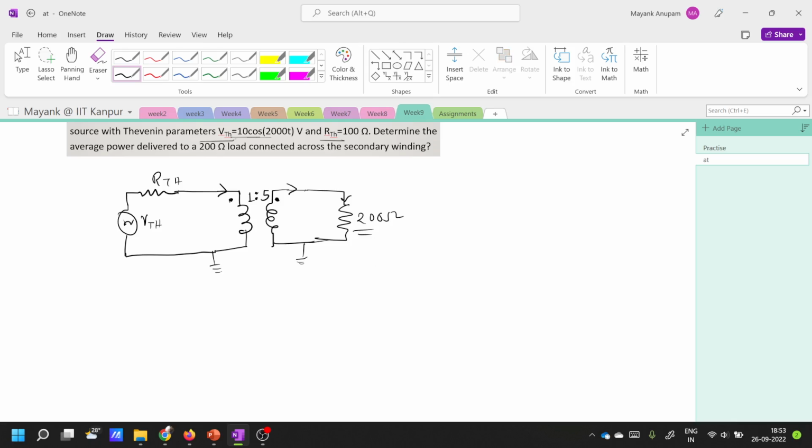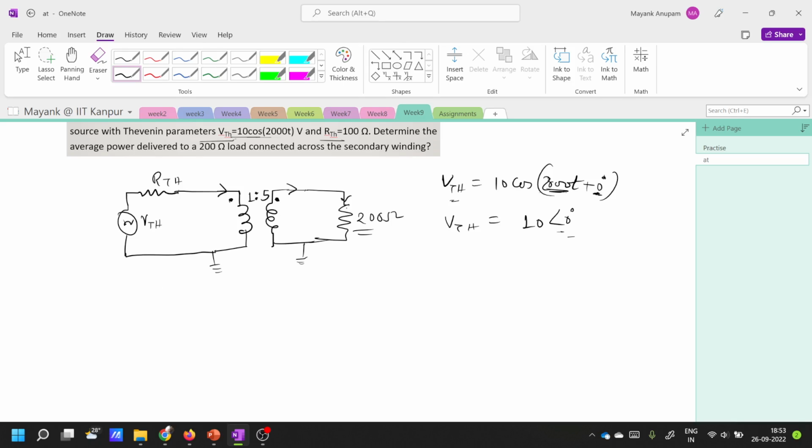So VTH is 10 cos of 2000 T. How do you represent it in terms of phasors? It will become 10, and cos of 2000 T will be simply 0 degree, because this is 2000 T plus 0 degree. In phasors we do not represent this part. We only represent this angle, this phase, right? So this is the phasor representation of this VTH. Okay, so now we can solve this simply. It is very easy, right?